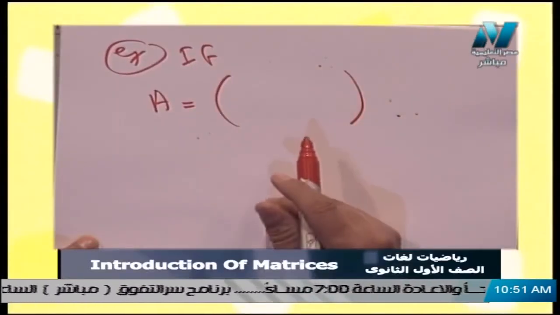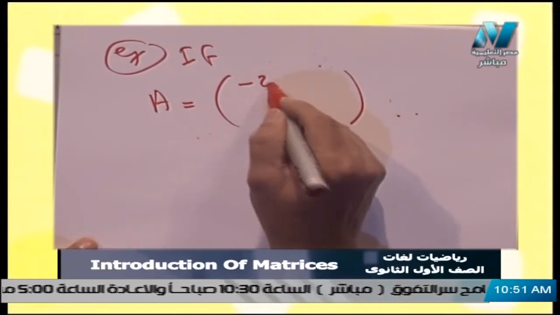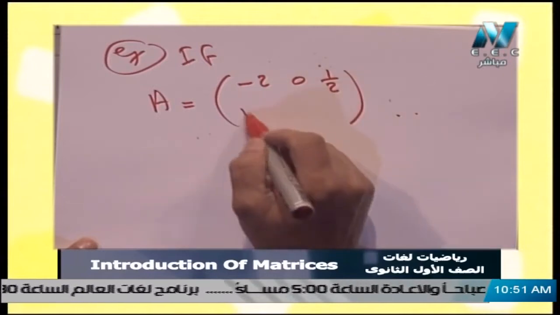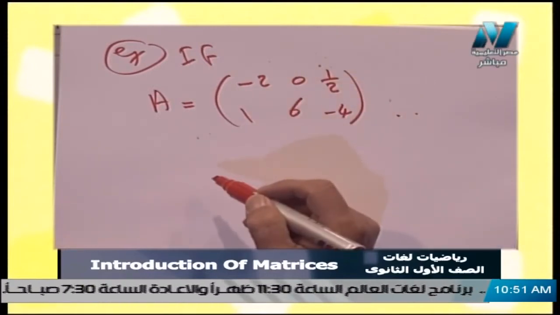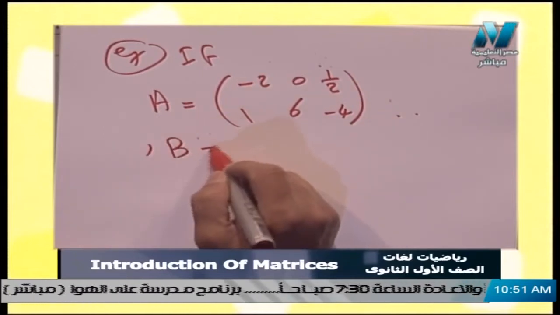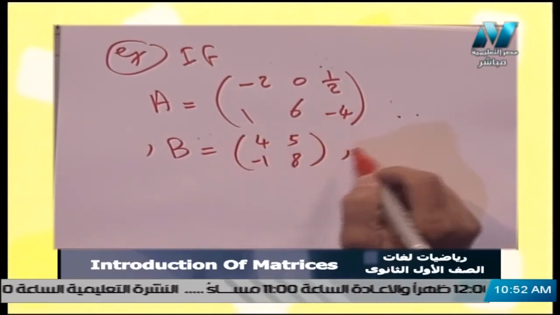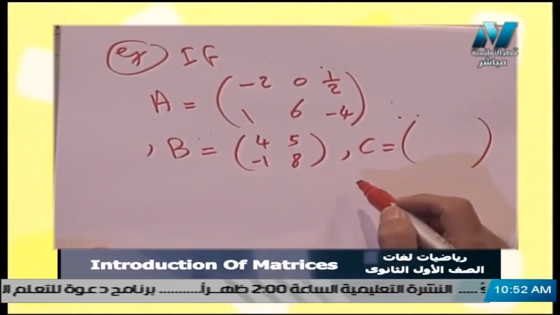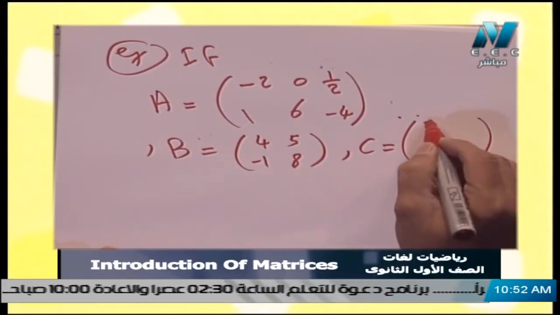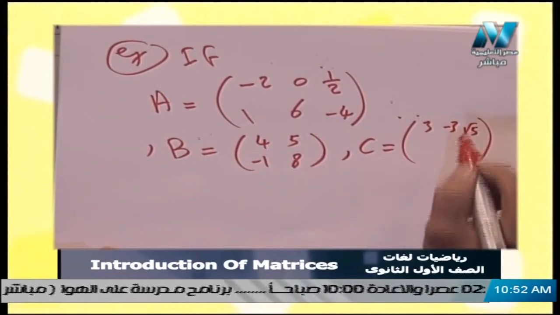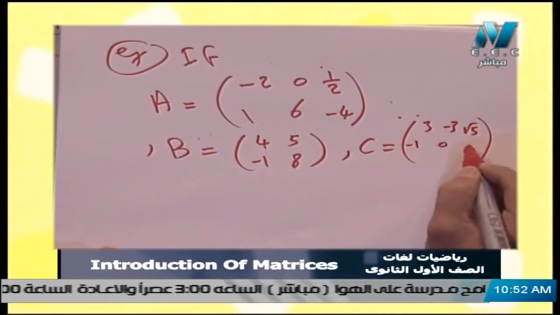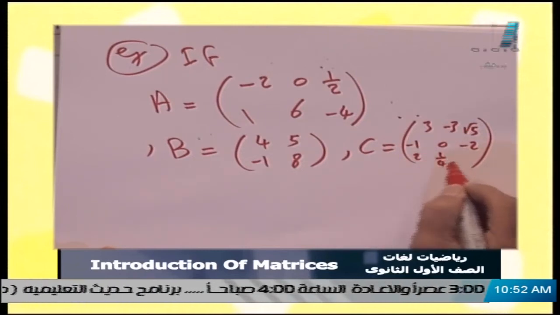Let's write the example. If A is a matrix, and this matrix is written as negative 2, 0, half, 1, 6, negative 4. And we have B, another matrix, 4, 5, negative 1, 8. We have C, the third matrix here, 3, negative 3, root 5, negative 1, 0, negative 2, 2, 1 over 4, 9.